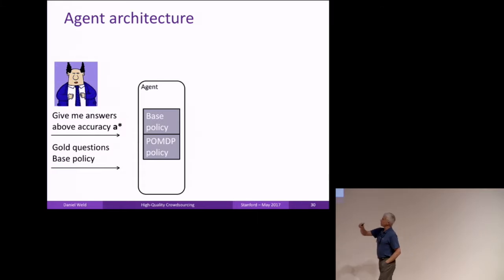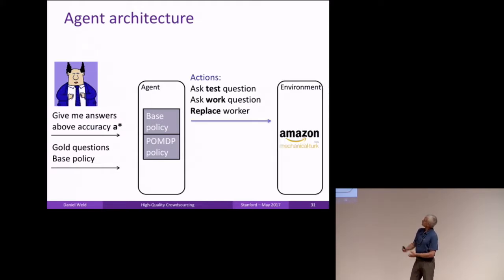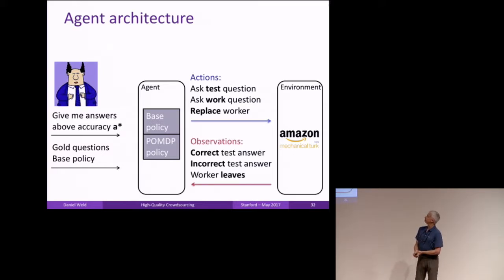So the architecture we built is basically that the requester can specify a base policy, which might be like put in 20% gold questions and tell people they're not doing a good enough job if they're less than 80% right. And then we learn a much better policy called a POMDP policy, which I'll talk about more in a minute. So the system basically chooses between, in this case, just 3 actions. Should I test a worker? Should I ask the worker to get real work done? Or should I tell the worker that they're not doing a good enough job?